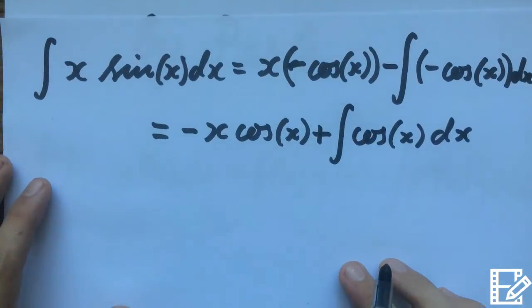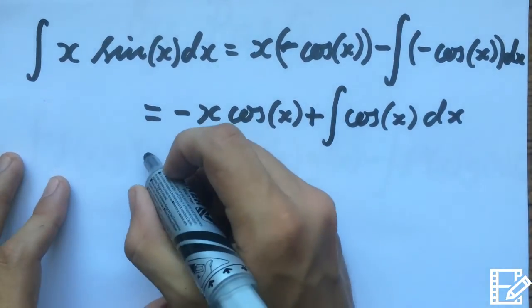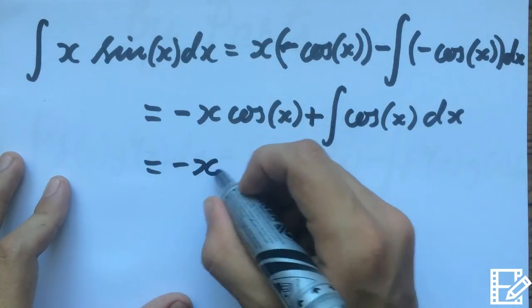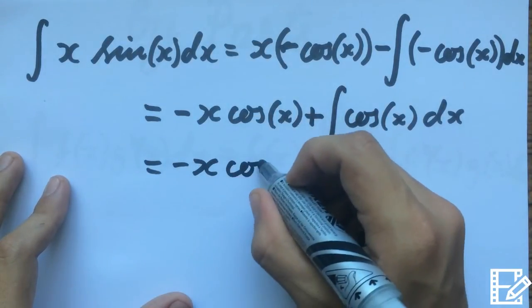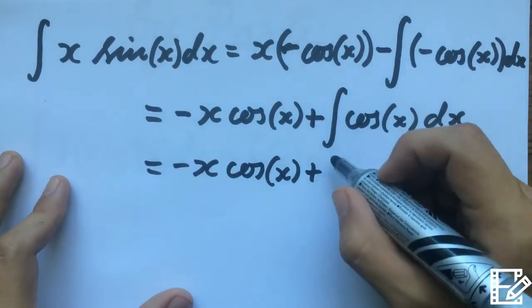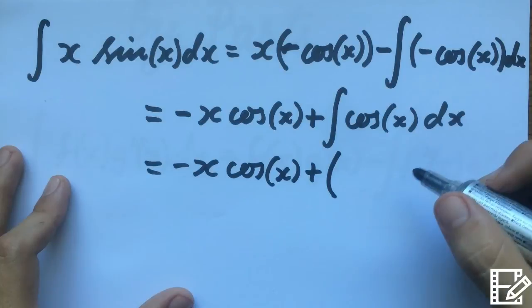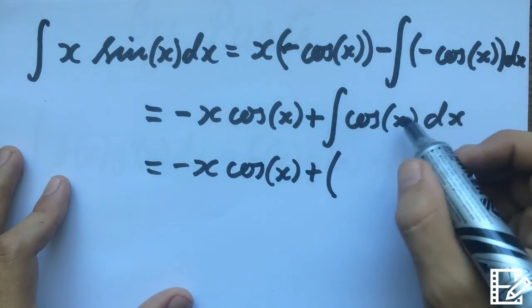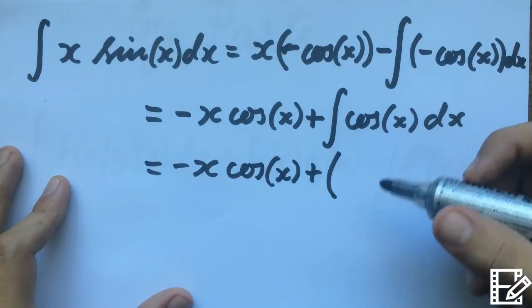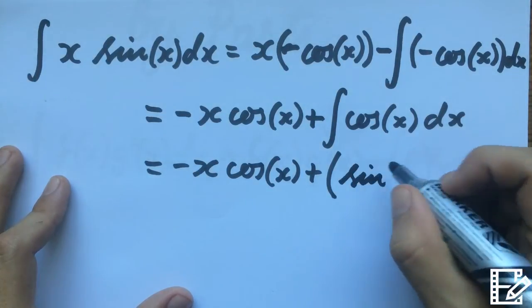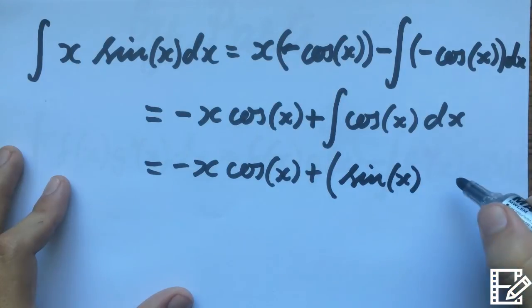Okay, now this is the easy part. We just rewrite this out, negative x cos x plus, now here's where you can choose to add the c on or not. First I'm going to find the integral of this. Cos x, when you find the integral of cos, you get sine. And that's what we have.